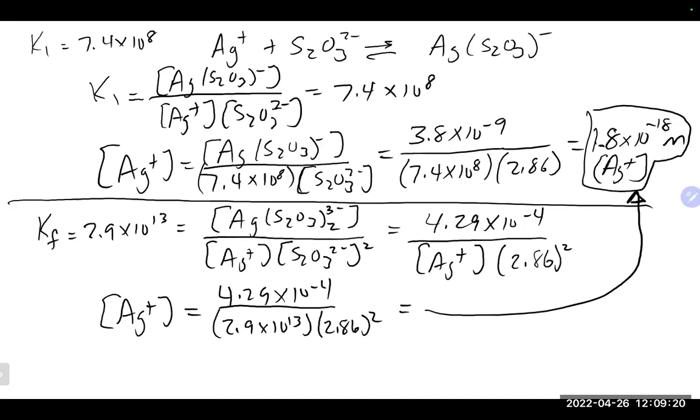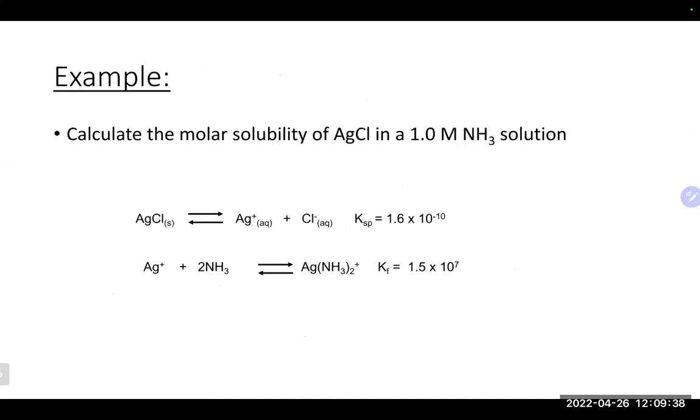Let's take a look at one last example here that sort of mixes the two things that we've been talking about here in this chapter. And that is KSP and complex ion formation. So let's take a look at this one here together to see what's going on. In this particular case, we want to calculate the molar solubility of silver chloride in 1 molar ammonia. And it's basically 2 equilibrium sort of steps that are happening here.